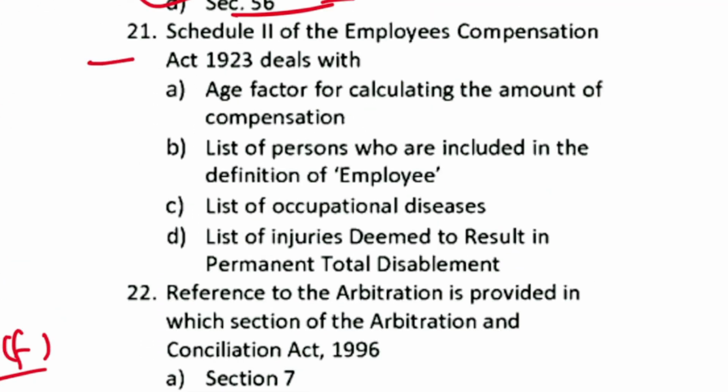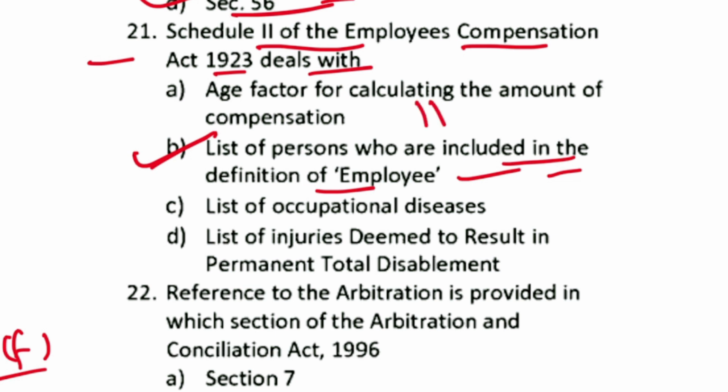Next 21. Schedule 2 of Employees Compensation Act 1923 deals with list of persons who are included in the definition of employee. B is the answer. A factor for calculating the amount of compensation. This is schedule 4. List of occupational disease. This is schedule 3 and this is schedule 1.